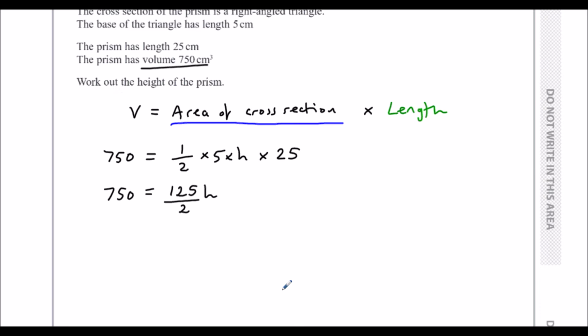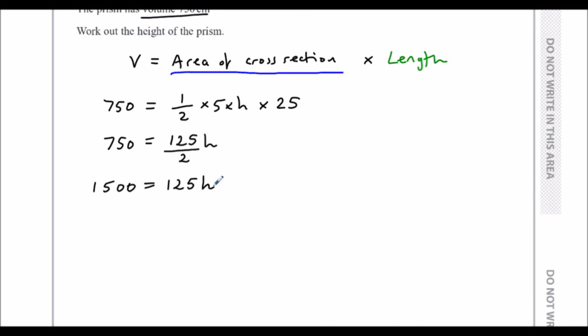So we're solving for h, so I'm going to get rid of the fraction. To get rid of a divide by 2, I do the opposite of dividing by 2, so I'm going to times both sides by 2. 2 750s will be 1,500, and that equals 125h. So to get h by itself, at the moment it's times by 125. To do the opposite of timesing, I divide. So divide both sides by 125.